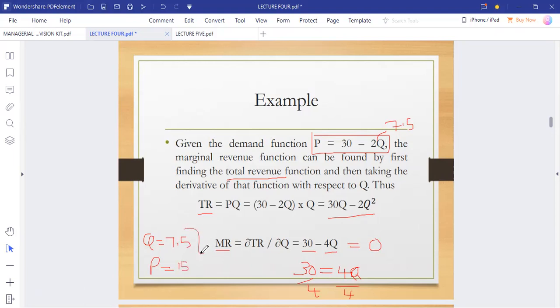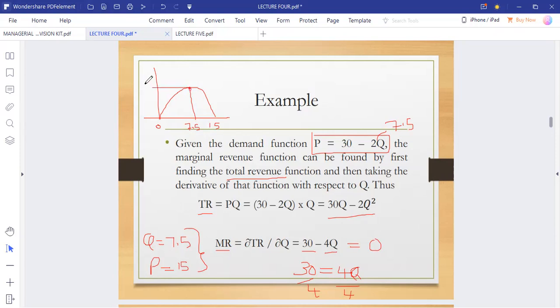So this is what will maximize total revenue. This is a quadratic equation, usually looking something like this. We have our zero there and we have our 15. For 15 is 7.5. 7.5 is the one that we just found here and that maximizes total revenue.